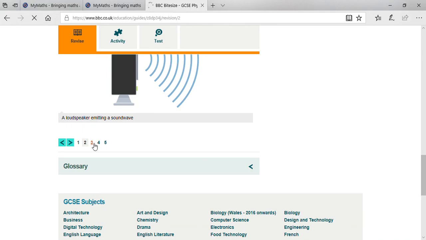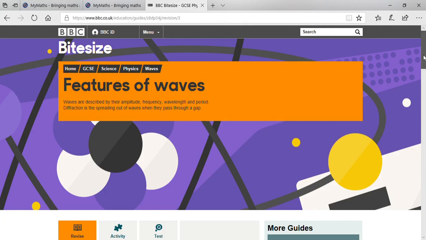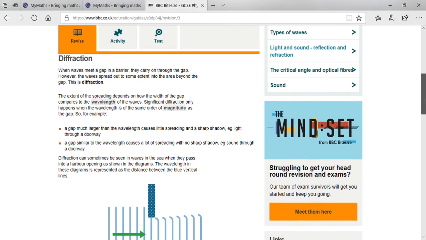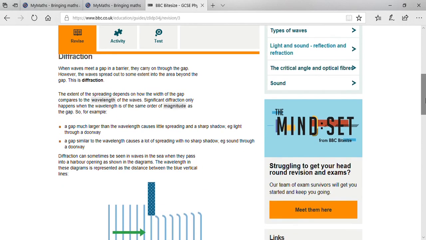So the next topic will be diffraction. As I told you before, beta, diffraction means when waves meet a gap in a barrier, they carry on through the gap. However, the waves spread out to some extent into the area beyond the gap, and that is known as diffraction. You can simply understand that when a wave passes through a gap between two barriers, that is known as diffraction. Clear?